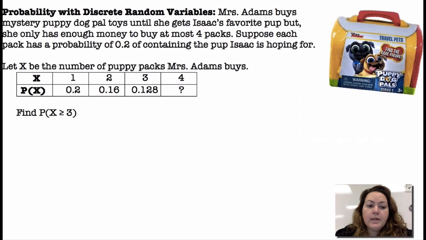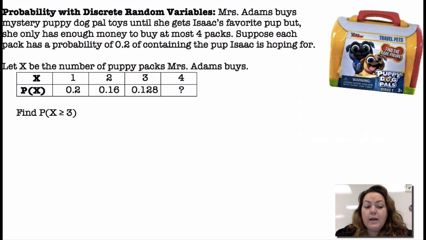All right, probability with discrete random variables. Miss Adams buys mystery puppy dog pal toys until she gets Isaac's favorite puppy, but she only has enough money to buy at most 4 packs. Suppose each pack has a probability of 0.2 of containing the pup Isaac is hoping for. Let X be the number of puppy packs Miss Adams buys. Find the probability that X is greater than or equal to 3.